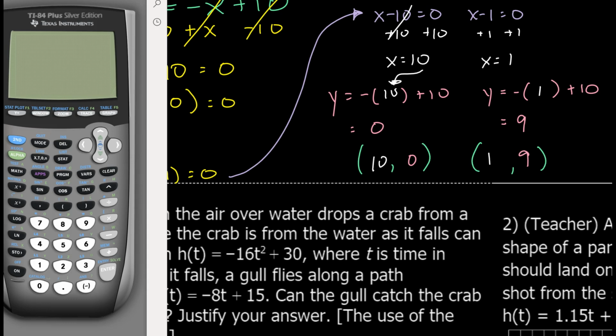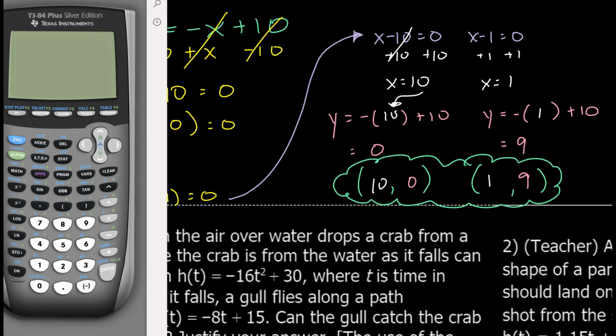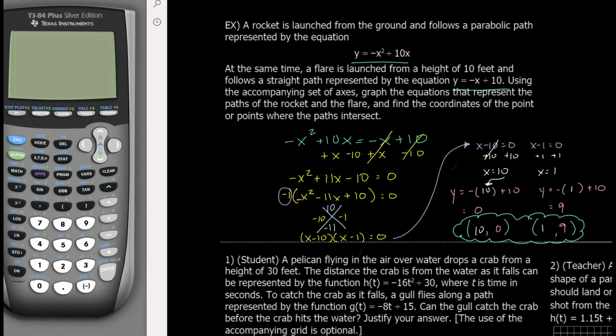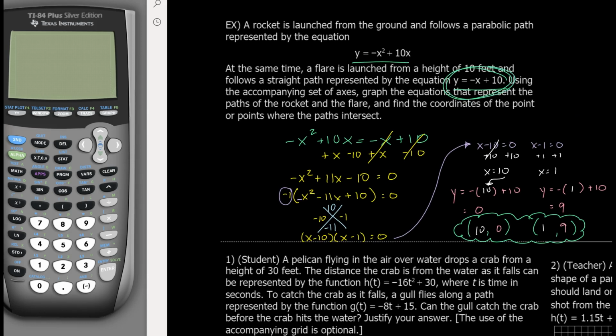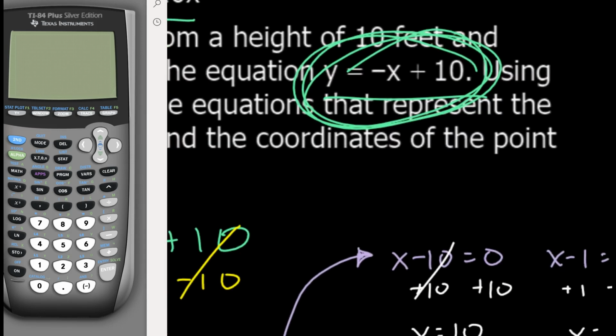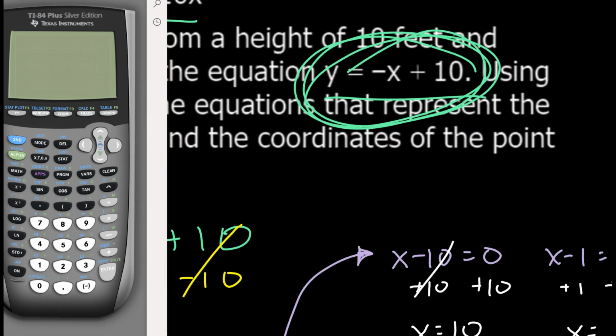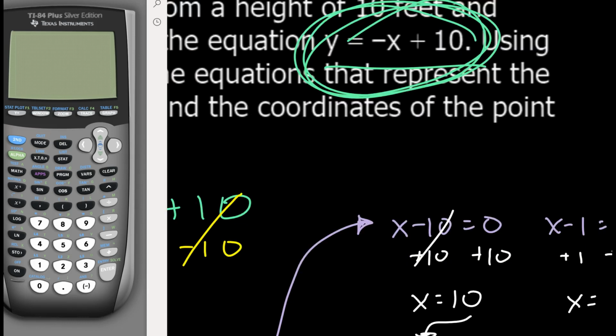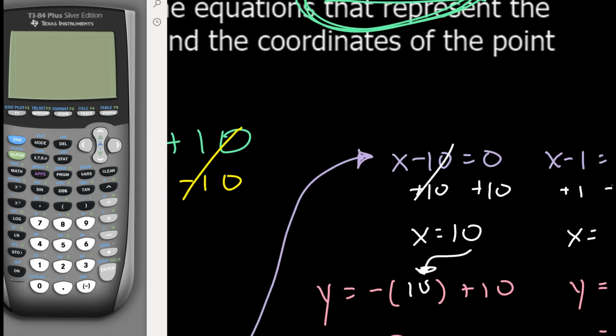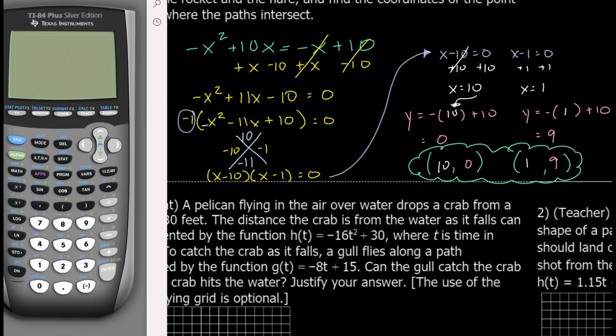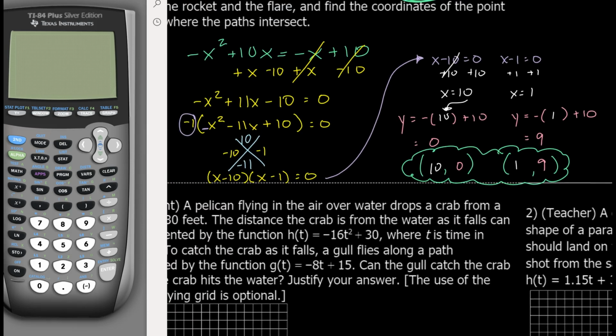Any questions on how we got those two solutions? I got a question. Yes. Why do you put the 10? Because that's our linear line. Look up here. See this line? Negative x plus 10. I plugged the x back into that equation. Okay. That's where the 10 came from. Any other questions? All right.